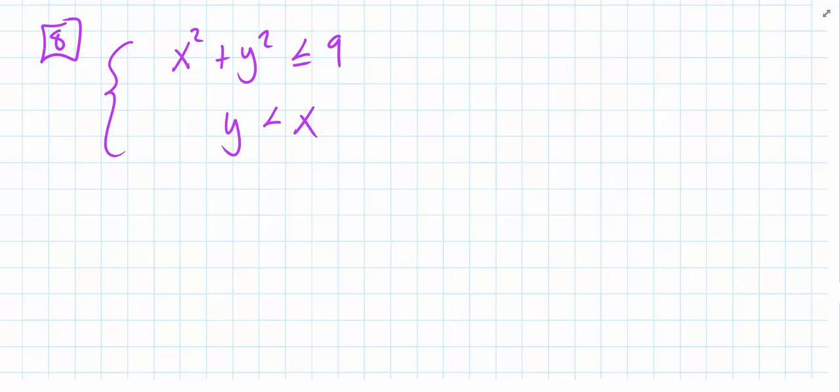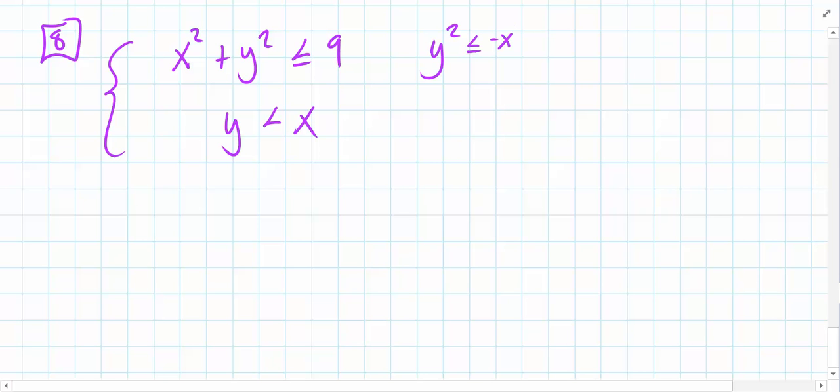So wait, that means if we have x squared plus y squared is less than or equal to 9, what is that an equation of? That first one, what is that an equation of? Okay, how would we graph this circle? We have to say y squared is less than or equal to negative x squared plus 9, then take the square root. So y is less than or equal to positive or negative the square root of negative x squared plus 9.